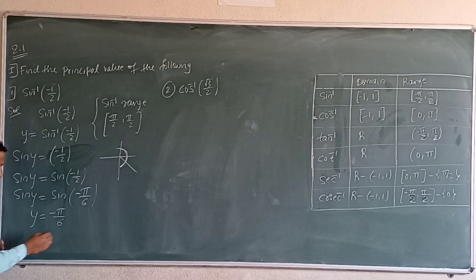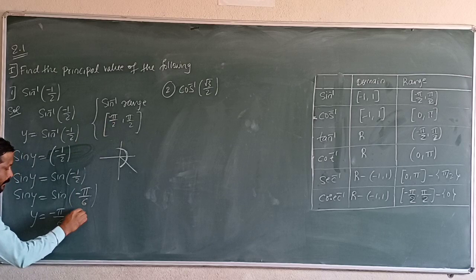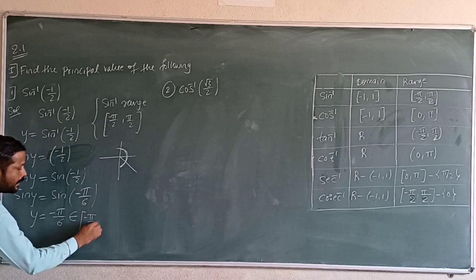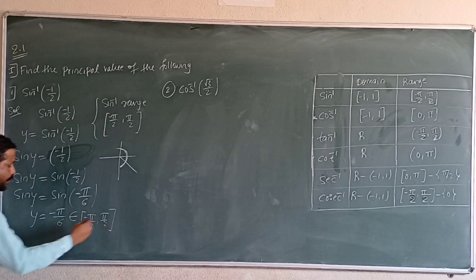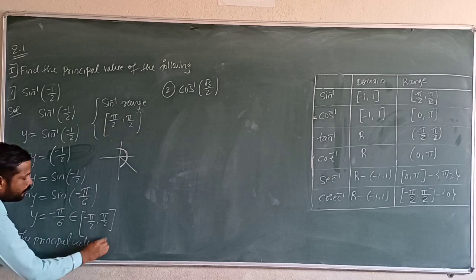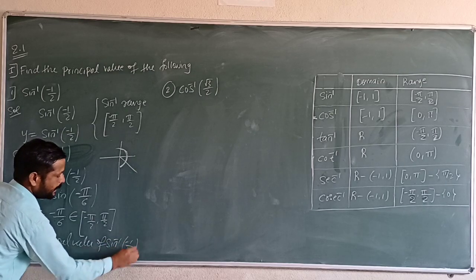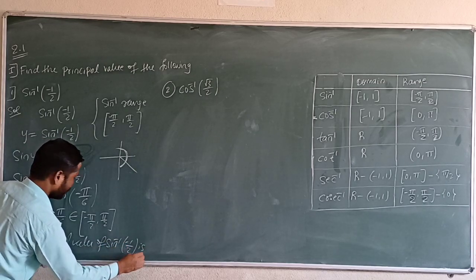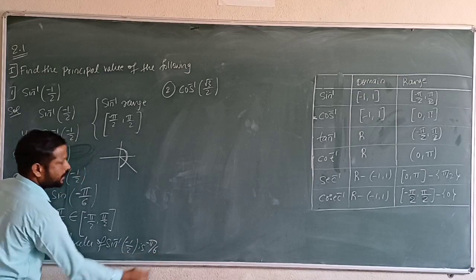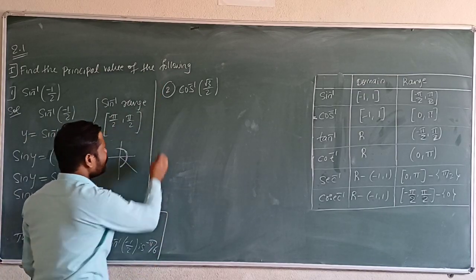So therefore y is equals to minus pi by 6 belongs to minus pi by 2 to plus pi by 2. So therefore write down the principal value of sine inverse of minus 1 by 2 is minus pi divided by 6 now, right? Similarly, take up the second question now.